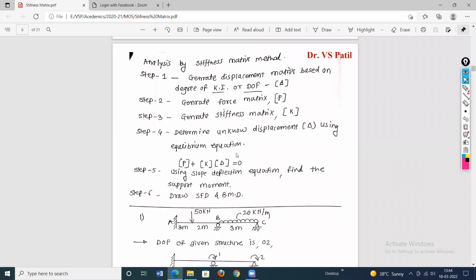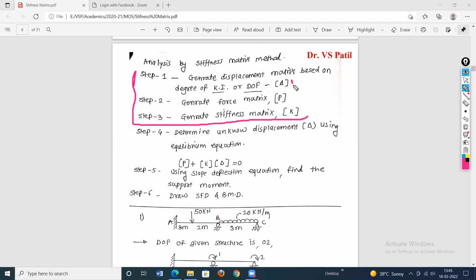Welcome, student. In this video, this is part 3 of the stiffness matrix method. In this video, we'll see how to do the analysis of a continuous beam using the stiffness matrix method. In all, there are 5 steps. In the first 3 steps, we will generate 3 matrices.